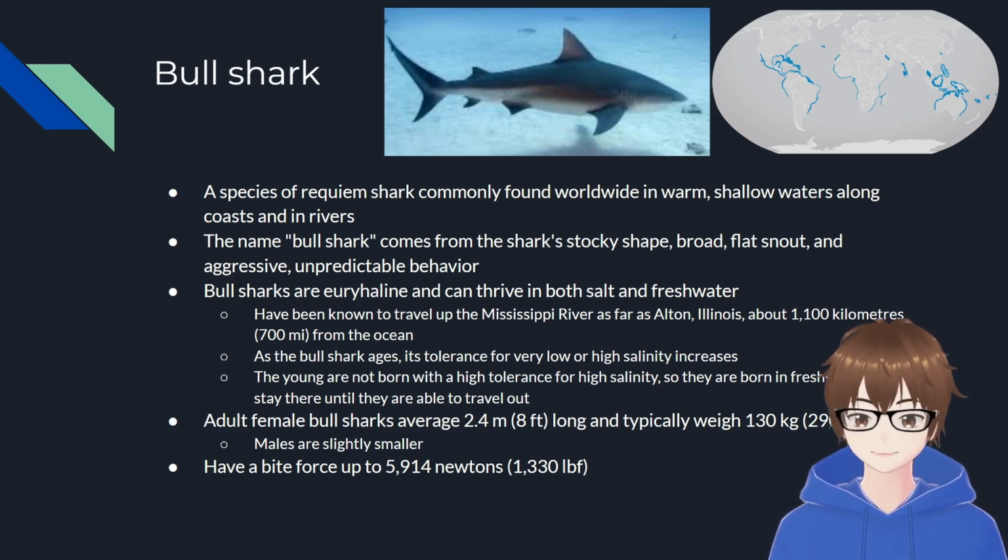And as the bull shark ages, its tolerance to very low or high salinity increases. The younger sharks are not born with a high tolerance to salinity, so they are born in fresh water, and they stay there until they're able to travel out into the ocean. Adult female bull sharks average 2.4 meters or 8 feet long, and they typically weigh around 130 kilograms or 290 pounds. The males of this species are usually slightly smaller.